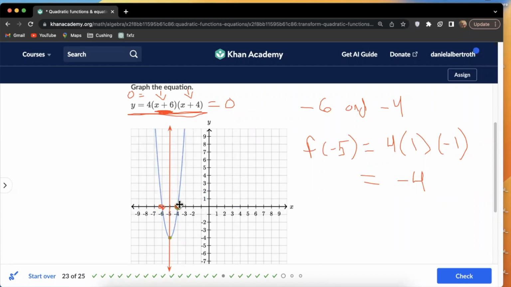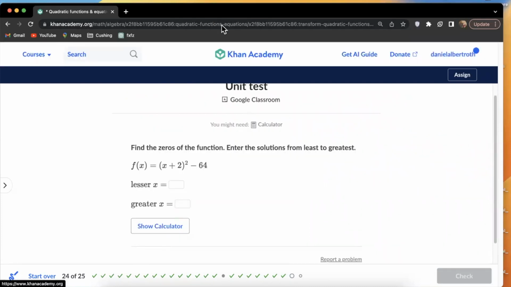And for my intercepts, we already said one of them is -6. So I could put it here, or I could put it at -4, but either one is going to yield the same result. Hopefully this all works out. Looks good. All right, we're getting there.